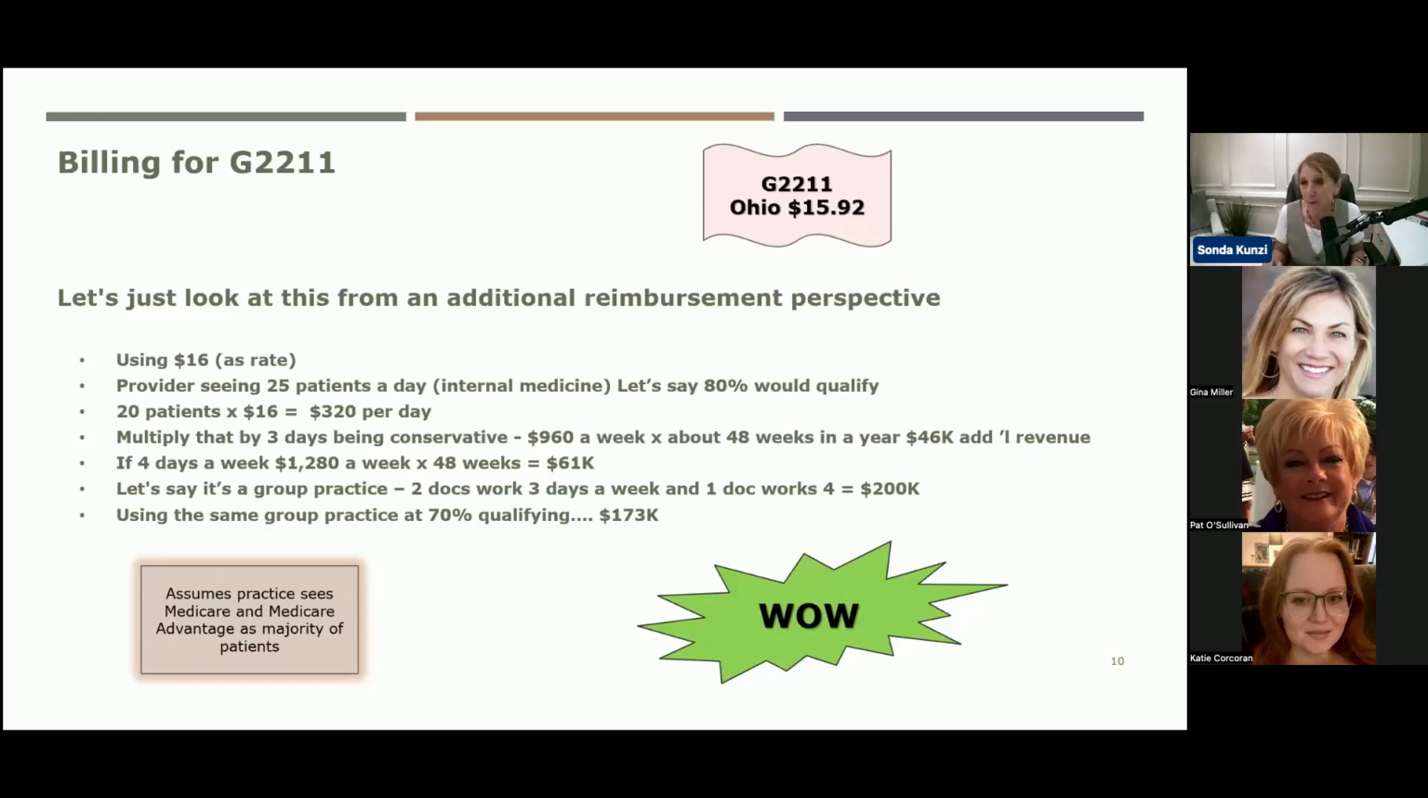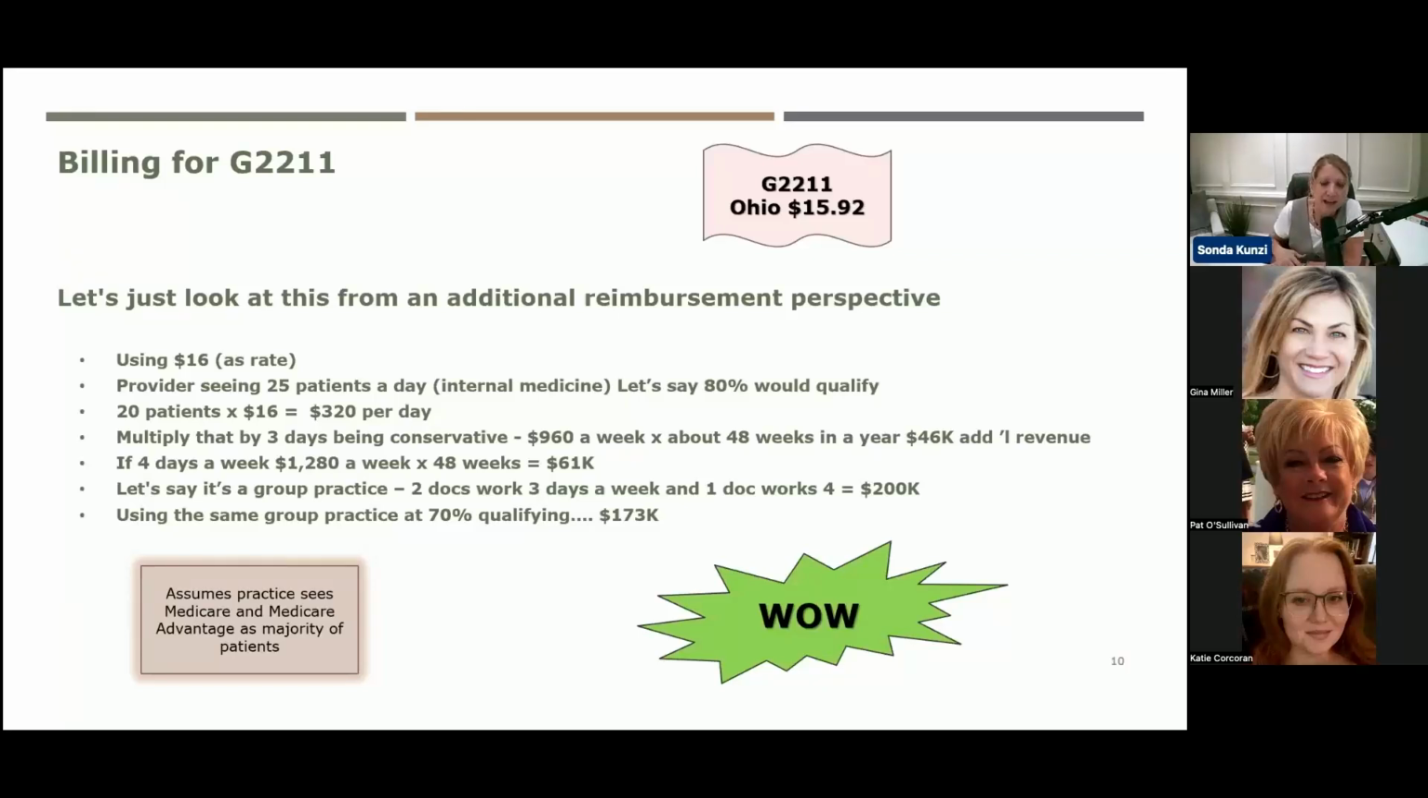And let's take a group practice. Group practice, 2 docs working 3 days a week. I kind of just shuffled around the numbers, and 1 working 4, an extra $200,000 a year. Guys, this isn't worth going. This is too risky, right?